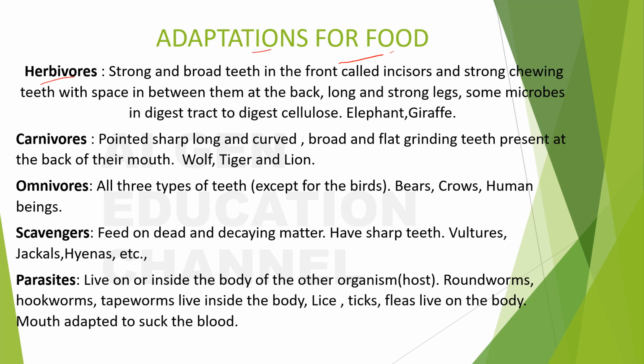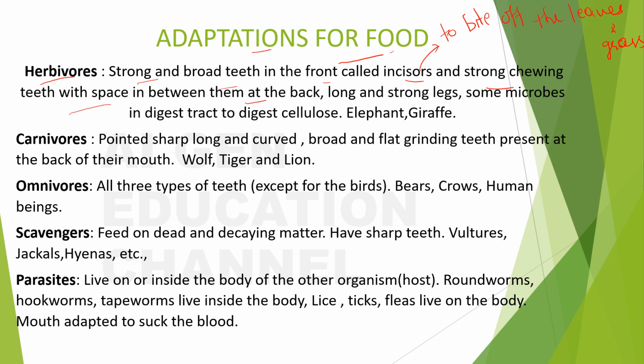So what do they have? The adaptations that we can see in herbivores would be strong and broad teeth in the front called incisors. What is the use of this? It is to bite off the leaves and grass. Okay, and what else? Strong chewing teeth with space in between them at the back.